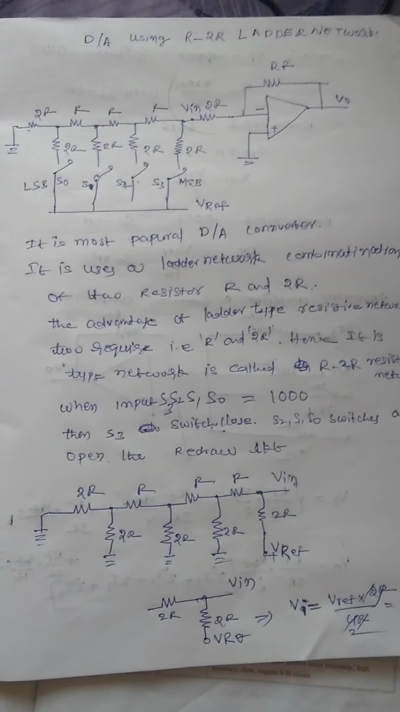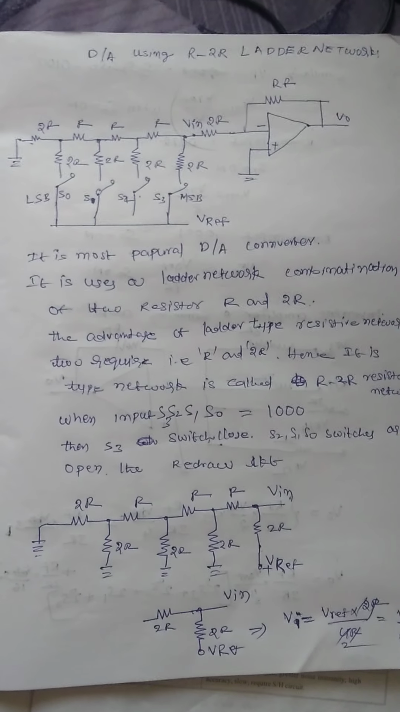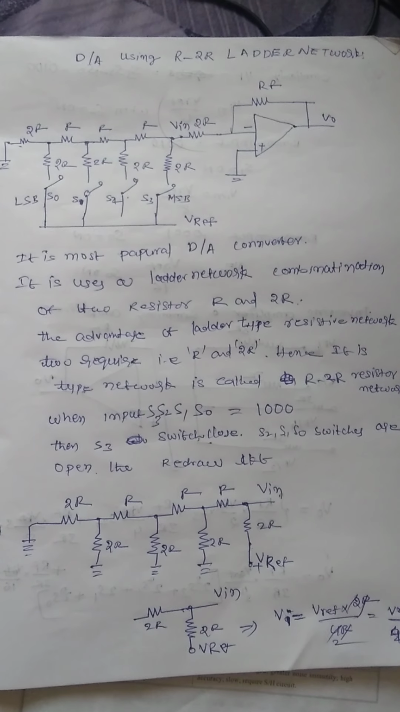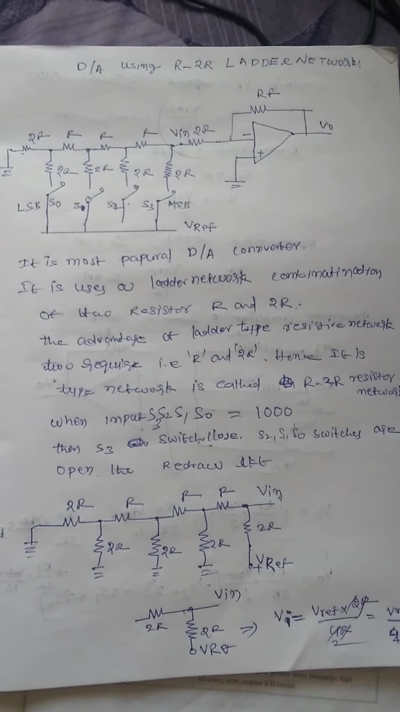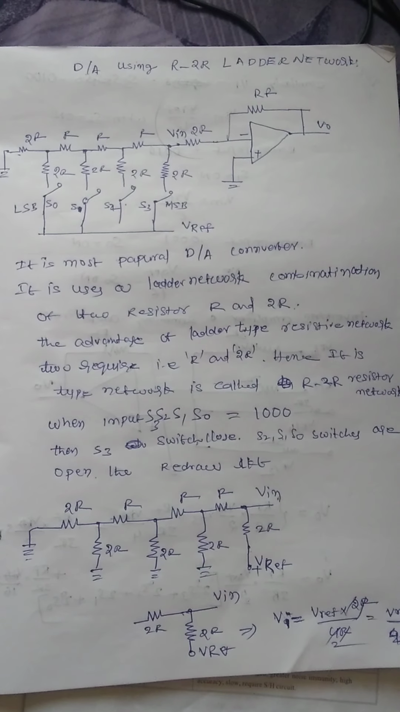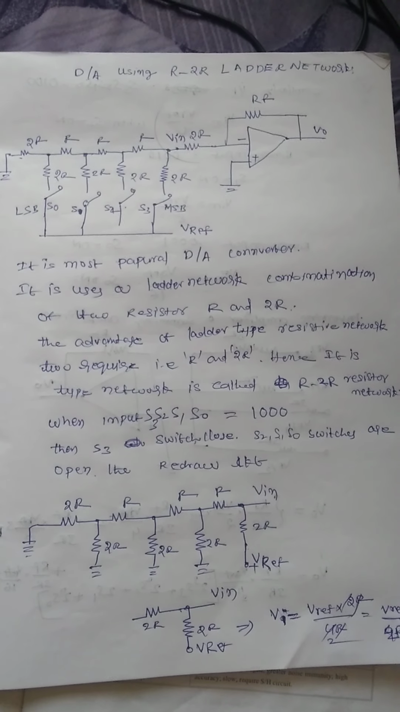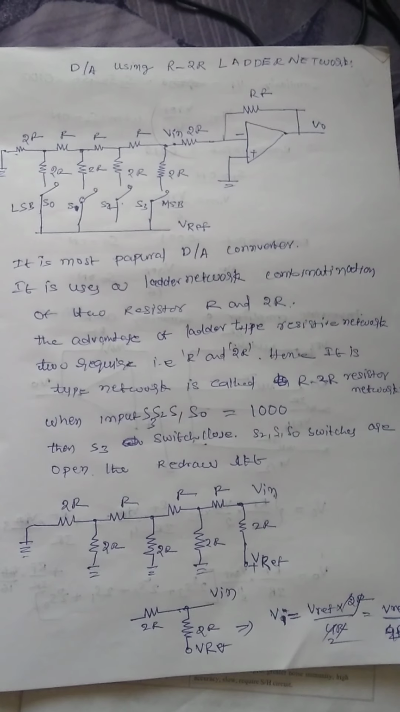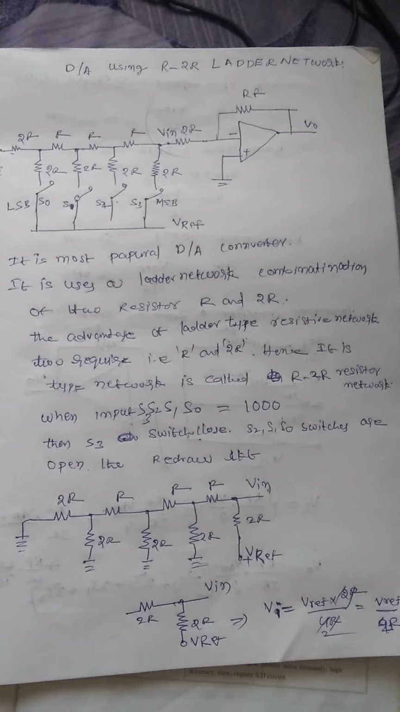So today's topic is the R2R ladder. It is a digital to analog converter. So what does DAC mean? It converts the digital data in binary input into analog form data.